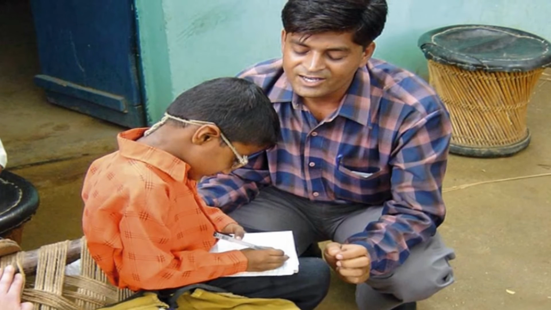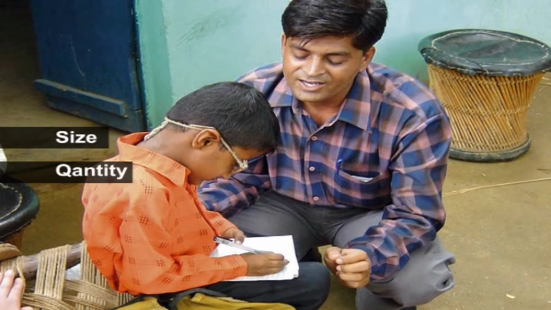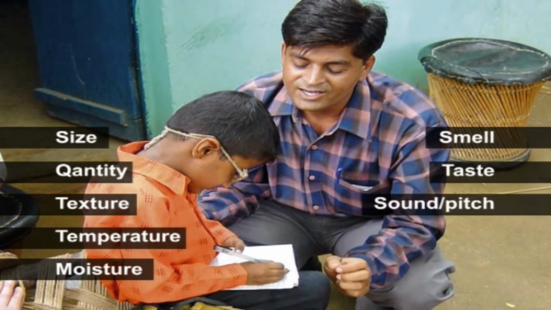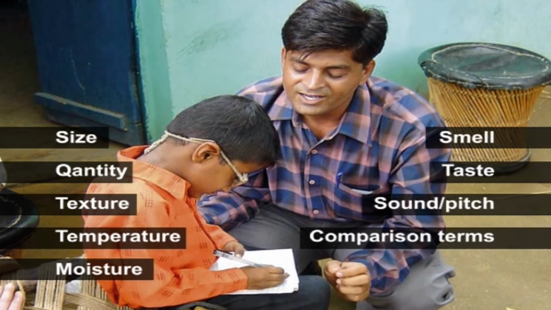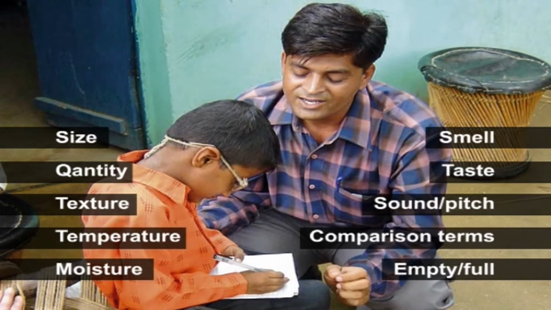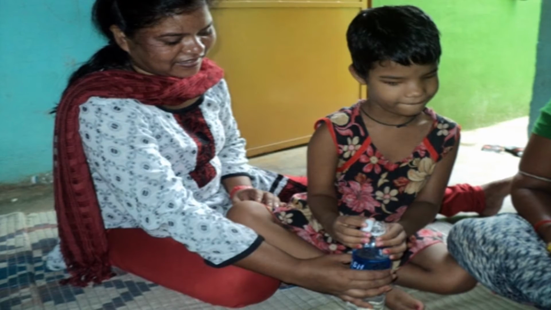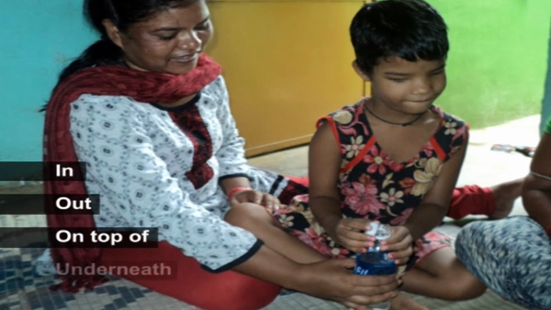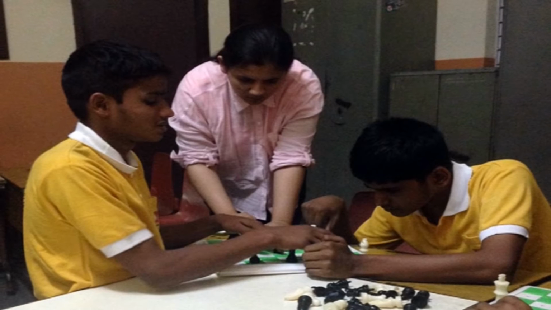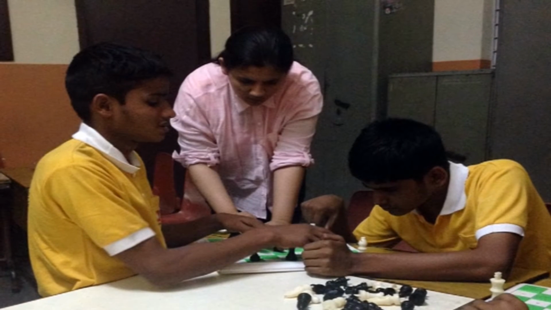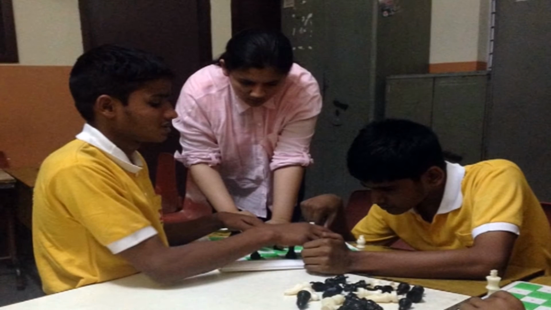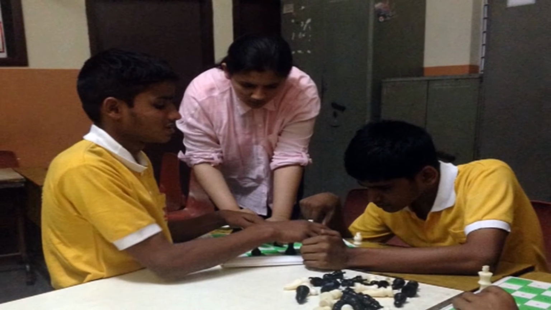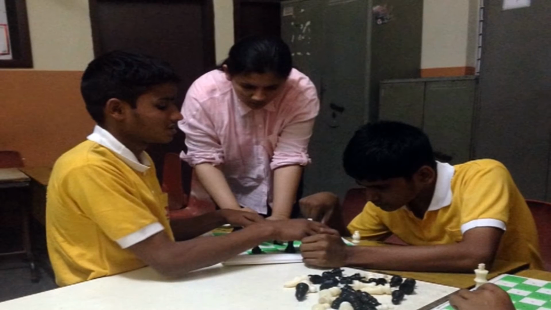Purposefully incorporating concepts such as size, quantity, texture, temperature, moisture, smell, taste, sound or pitch, comparison terms and empty, full is natural within our area. Incorporate positional concepts such as in, out, on top of, underneath. It will also be natural to incorporate listening to and following directions when performing an experiment. Begin with one-step directions and progress to more difficult two-step directions.